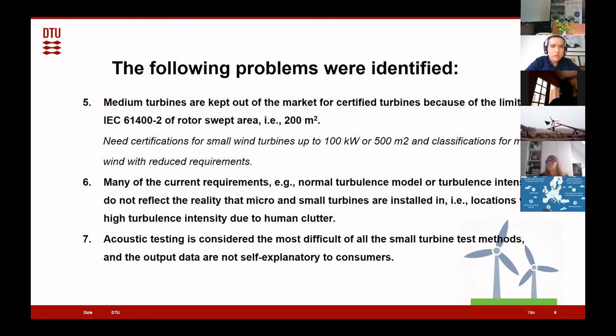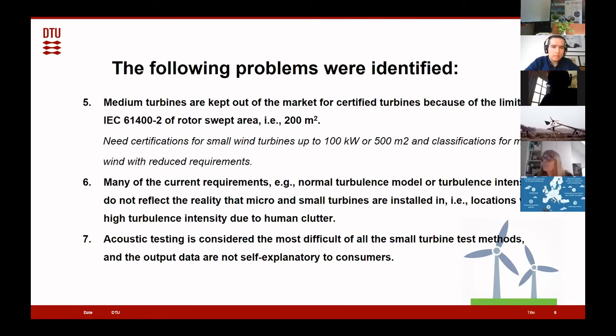Another quite often repeated problem is that medium turbines are kept out of the market for certified turbines because of the limit in the IEC standard of rotor swept area, being 200 meters squared. A possible solution is that we need certification for small wind turbines up to 100 kilowatts or 500 meters square, and additional classifications for micro wind, which reduce the requirements.